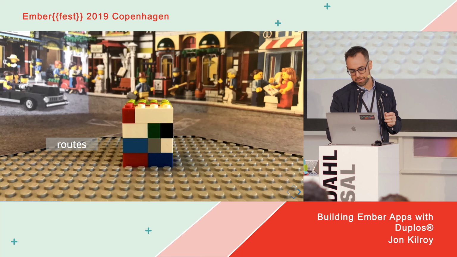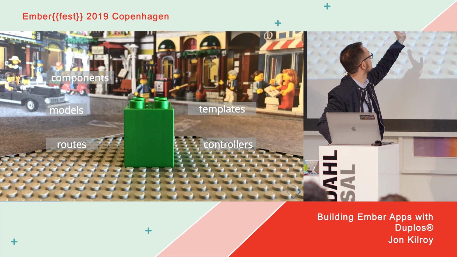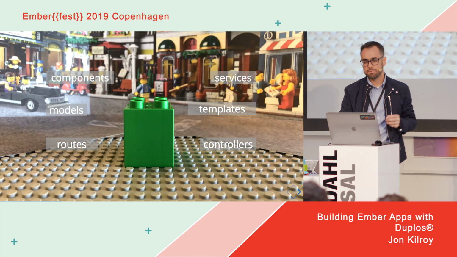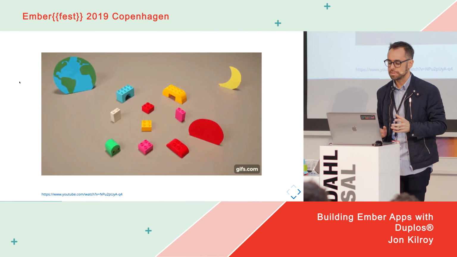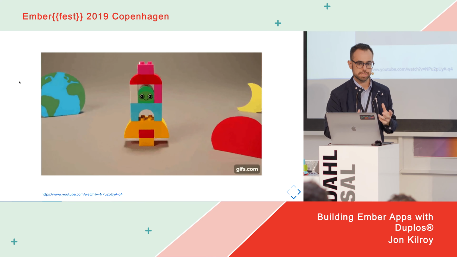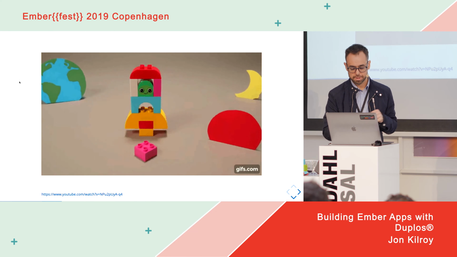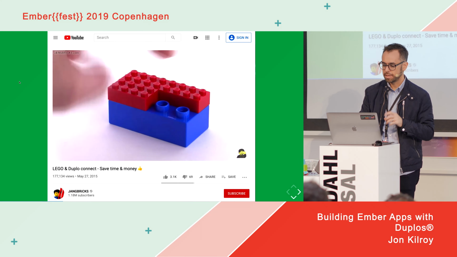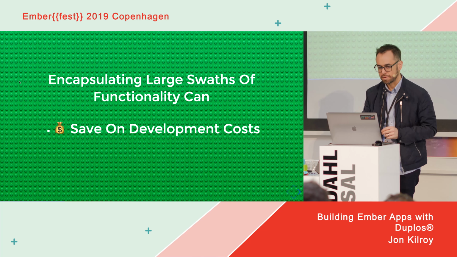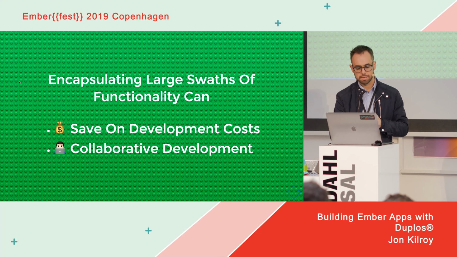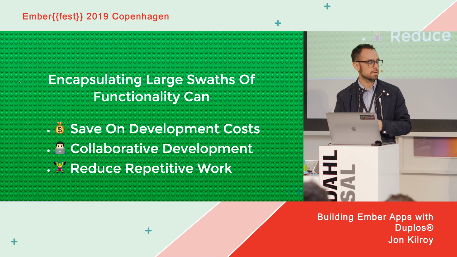So when you build your Ember app, your experience, you build with routes and controllers and models and templates, components and services. But it turns out with Ember, we can actually bundle that all up into a single add-on. And so when we build applications, we can actually use these larger bricks with fewer moving pieces and get to production much quicker. And the idea here is that if we can encapsulate a large swath of functionality in an add-on, we can save on development costs because we're not doing it over and over again. We can collaborate across teams in open source, and we can reduce repetitive work.